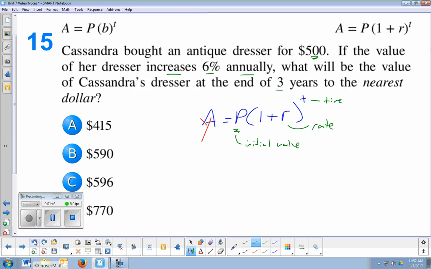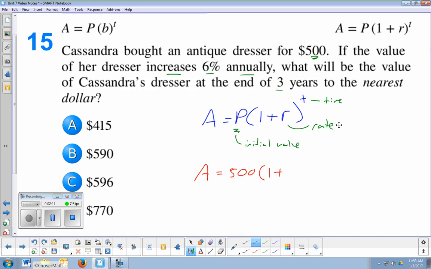This concept of annually here has to do with compounding, which we're going to talk about in the next example, so I'll come back to that. But for now, this is our basic formula. So what we would plug in here is that the value of the dresser after T years is represented by 500, which is what she bought it for. So that's the initial value, or the principal value. And then 1 plus R.